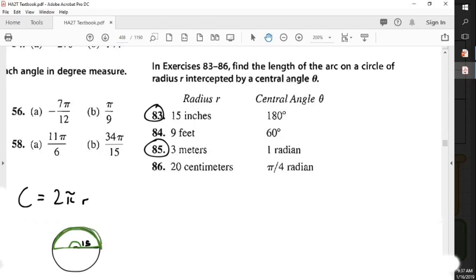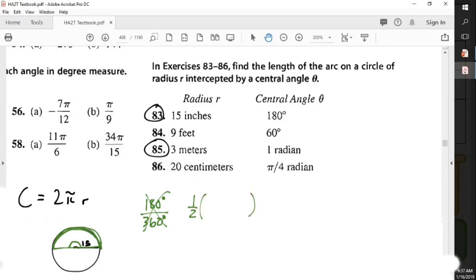Now, this is what I think, though. When I think of arc length, I think, what fraction of the circle is wanted? 180 degrees out of what? What's the total? 360. And you guys already knew this. That's actually just 1/2, right? 180 is half. So we want half of the total arc length.